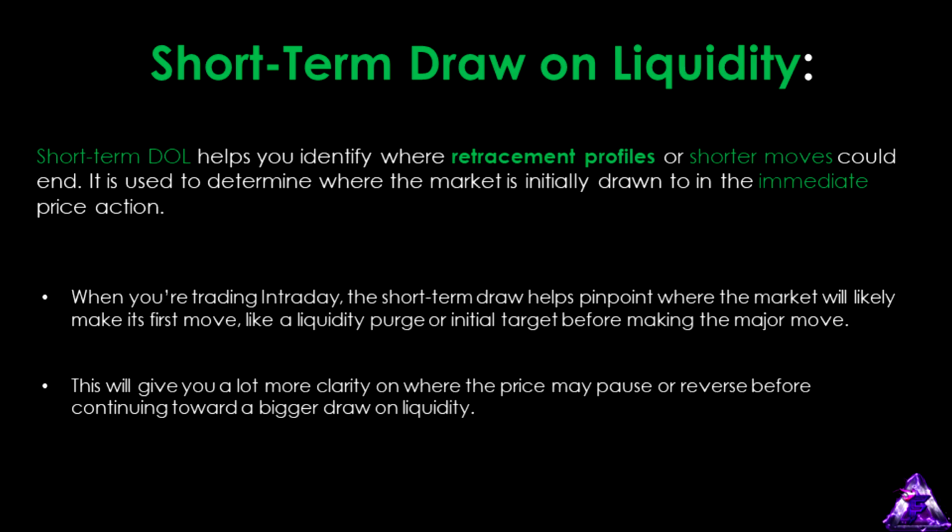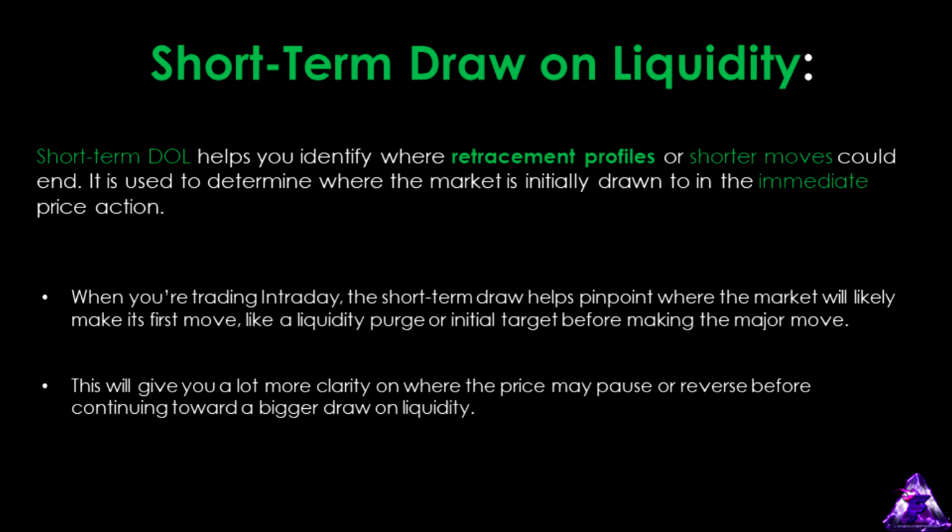If we analyze that the price action is somewhere between key levels, the first thing to expect is a retracement profile or a move to a discount level, at which point we would look for longs. This is where the short-term draw on liquidity actually helps. It shows where the price might retrace before expanding higher.